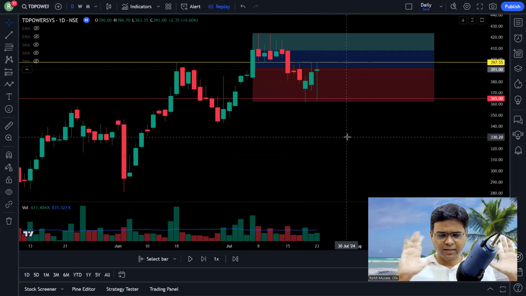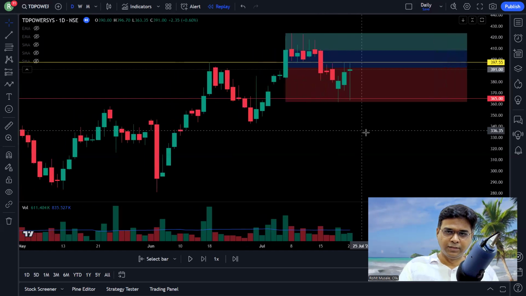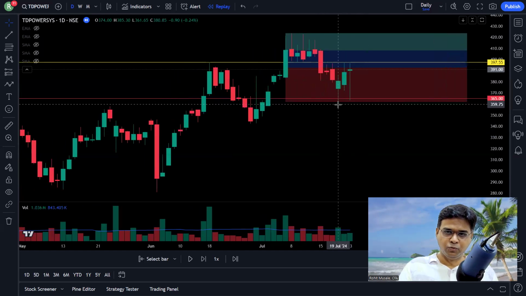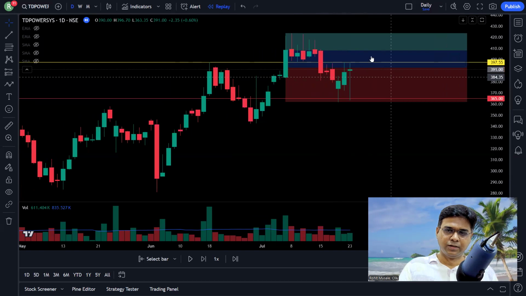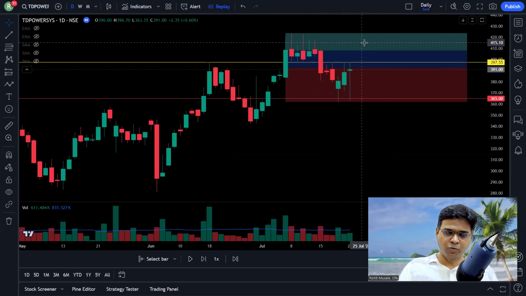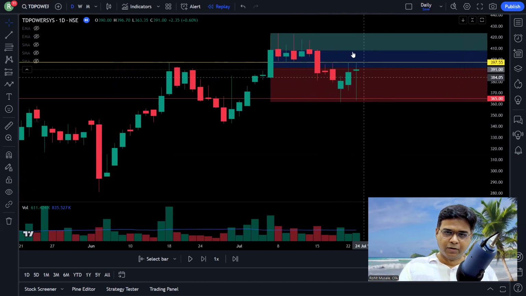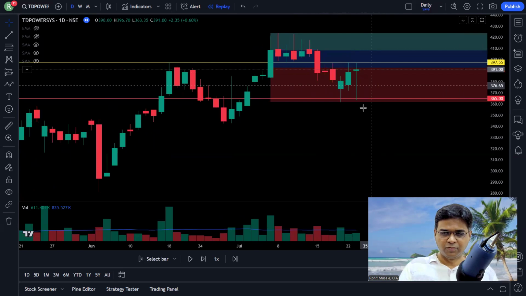This much criteria is enough for me to buy the stock. But one thing I overlooked here, I was not concentrating. Maybe my mind was on something else. After point 2, there is no price action in the blue zone or the green zone. The green zone is the upper quarter, the blue zone is the second quarter, and the red zone is the lower half of the base.